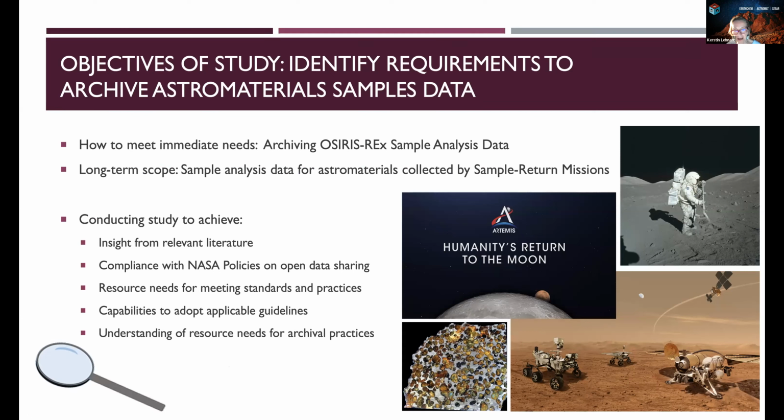This spacecraft had landed on the asteroid Bennu and has picked up samples, is on its way back to Earth, and will land next year in the desert of Utah to bring these samples back to Earth, and these samples will then be studied in labs all over the world. But there are, as I said, other sample return missions being planned, and so this archive also has a longer term scope and a bigger scope of potentially archiving all the astromaterial sample data collected by future sample return missions.